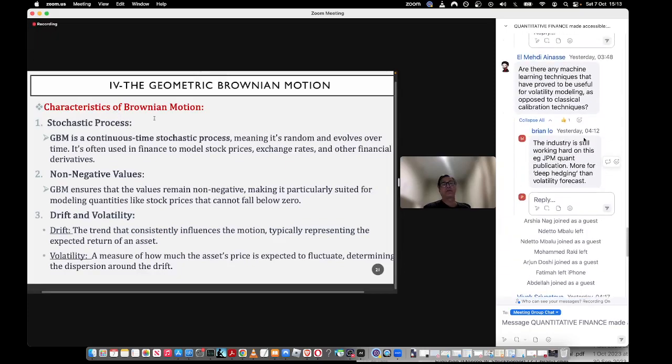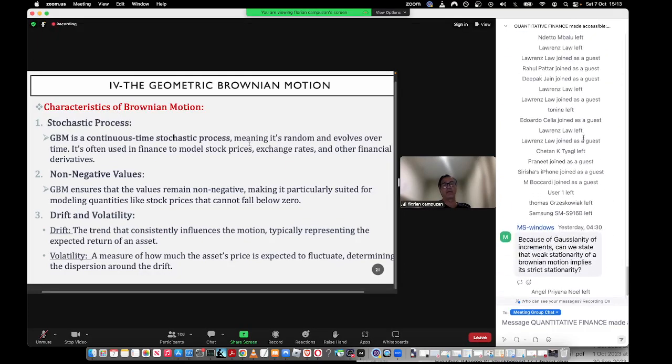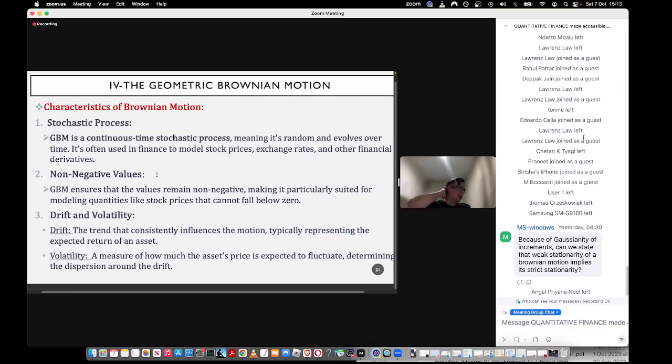Characteristics of geometric Brownian motion: it's a continuous-time stochastic process. It's random and it evolves over time. It has non-negative values. Why? Because GBM ensures that the values will remain positive, because we take the log returns, and we can't take the log of a negative number. It doesn't exist. And it's a pretty cool property of log returns, because you can accumulate them, and there is this transformation of addition into multiplication.